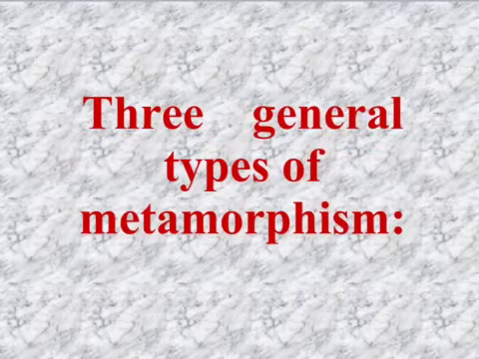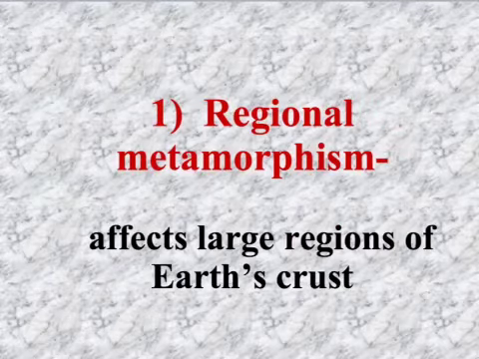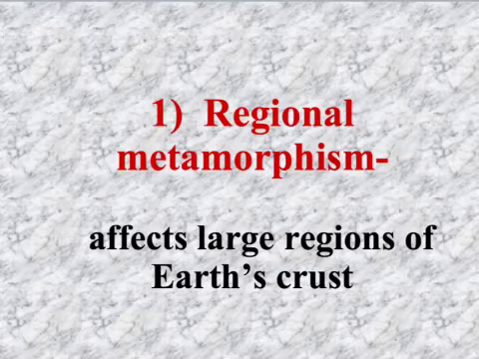There are three general types of metamorphism I'm going to want you to know about. The first is regional metamorphism. So we're talking very large sections of the Earth's crust, usually on the order of square kilometers in area that are affected.